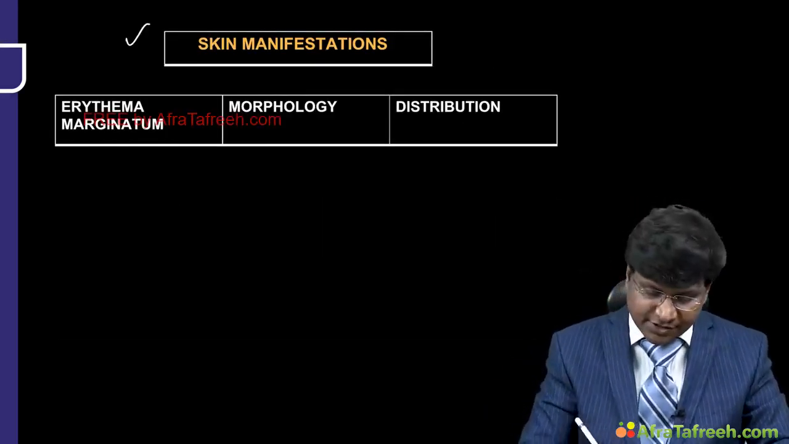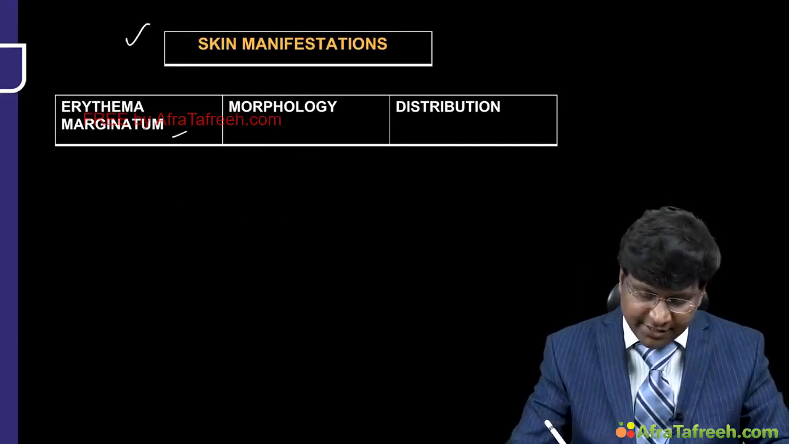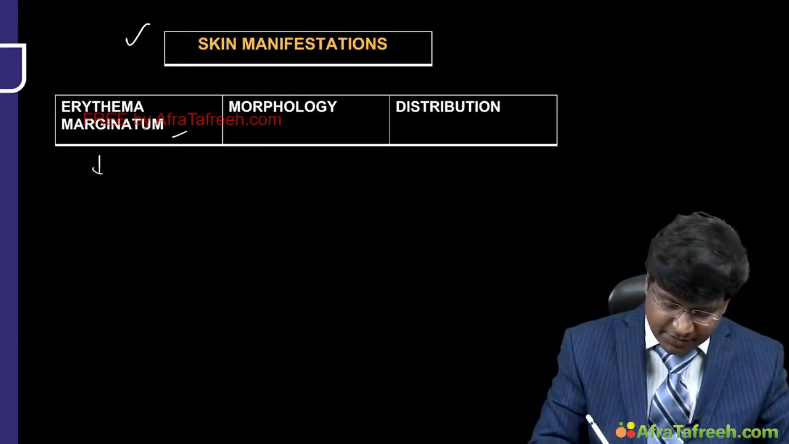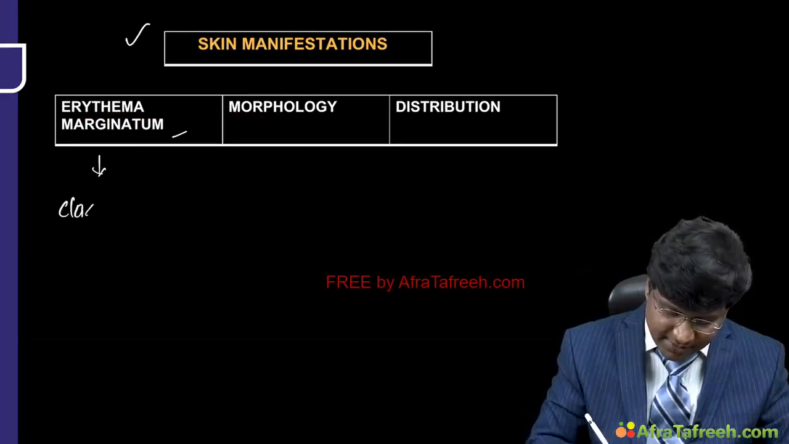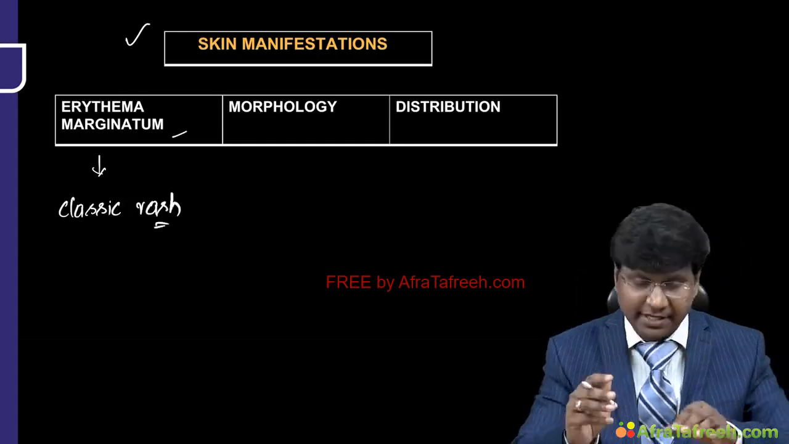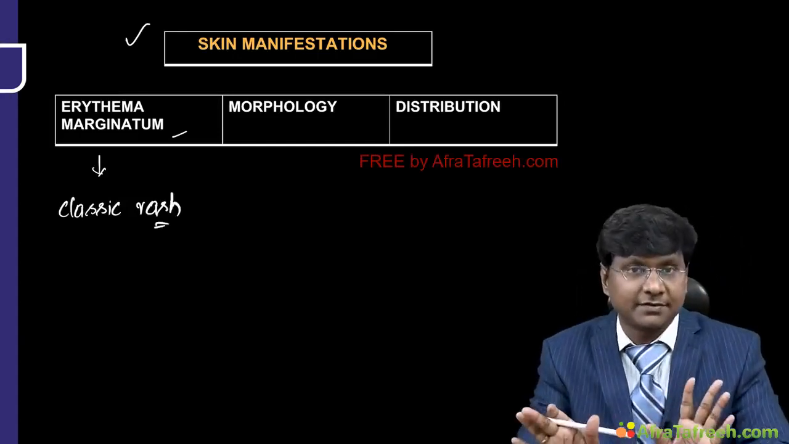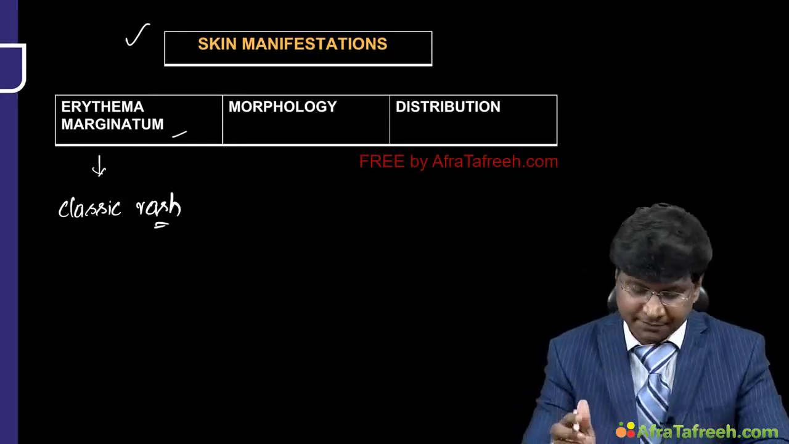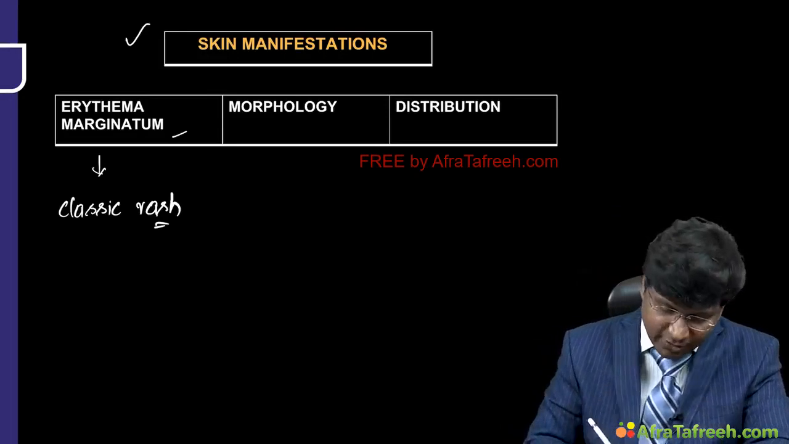The skin manifestation is in the form of erythema marginatum. This is the classic rash that you come across in patients with rheumatic fever. It's a classic rash of acute rheumatic fever. Which one? The erythema marginatum. And what will be the color of the rash?